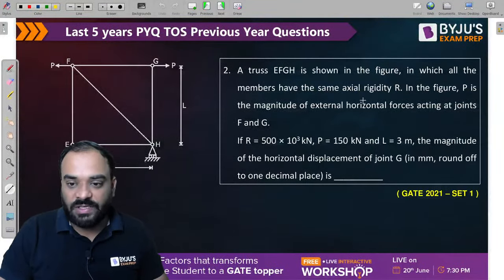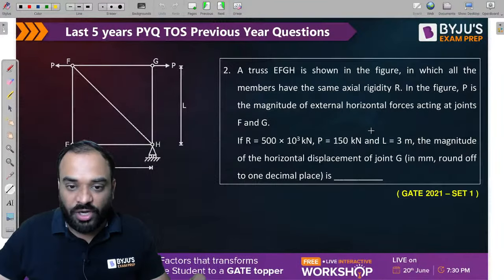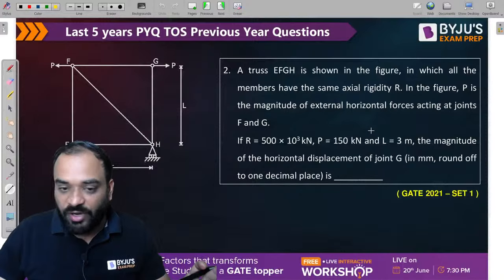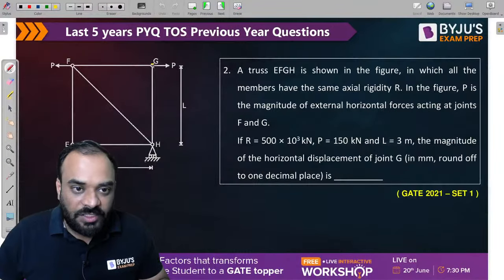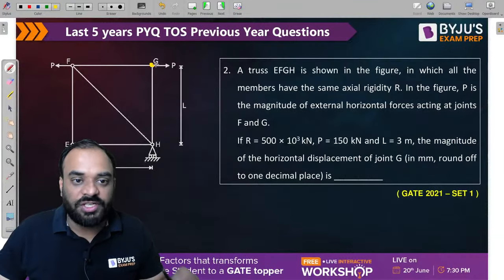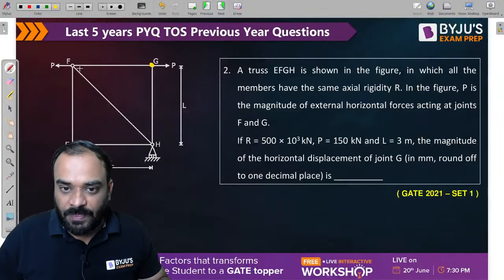Now this is the question guys which we have to solve to find out the horizontal displacement of joint G, right? At this particular joint, what should be the horizontal displacement? That is our question. Okay, let's understand how we can solve it.